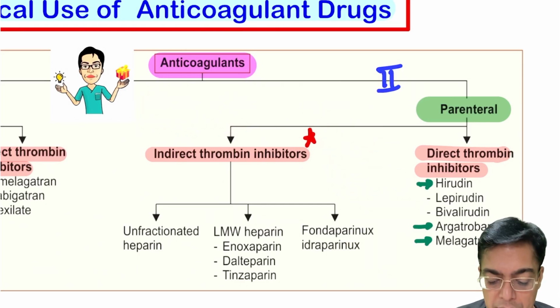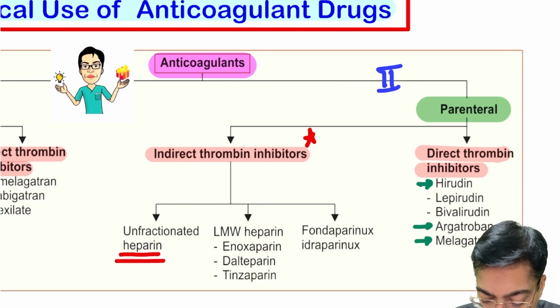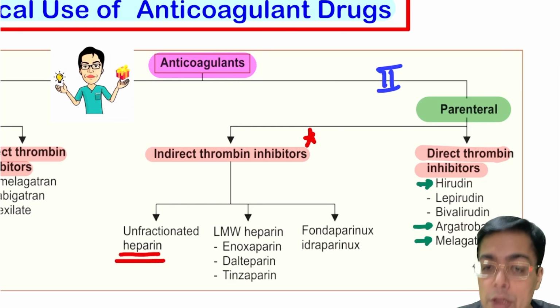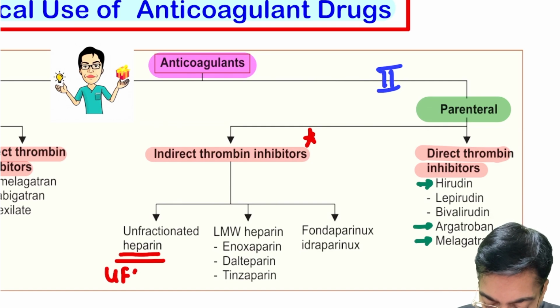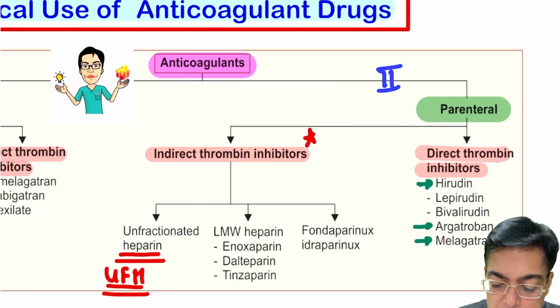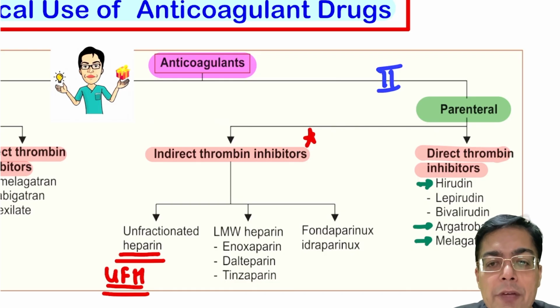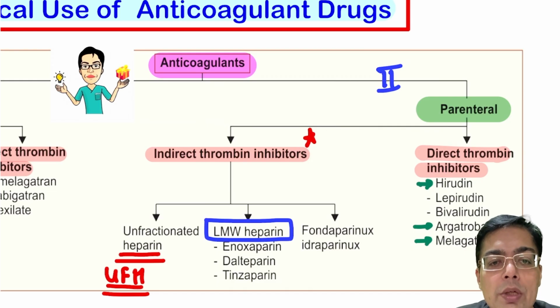Now the examples of the indirectly acting drugs include a very important drug, heparin. Heparin is a big molecule. This drug, which was earlier given the name of a big molecule drug, is called unfractionated heparin, UFH. Scientists discovered that a part of this drug can also be very effective. So they broke down the drug into a smaller fragment, and that smaller fragment is given the name of low molecular weight heparin.